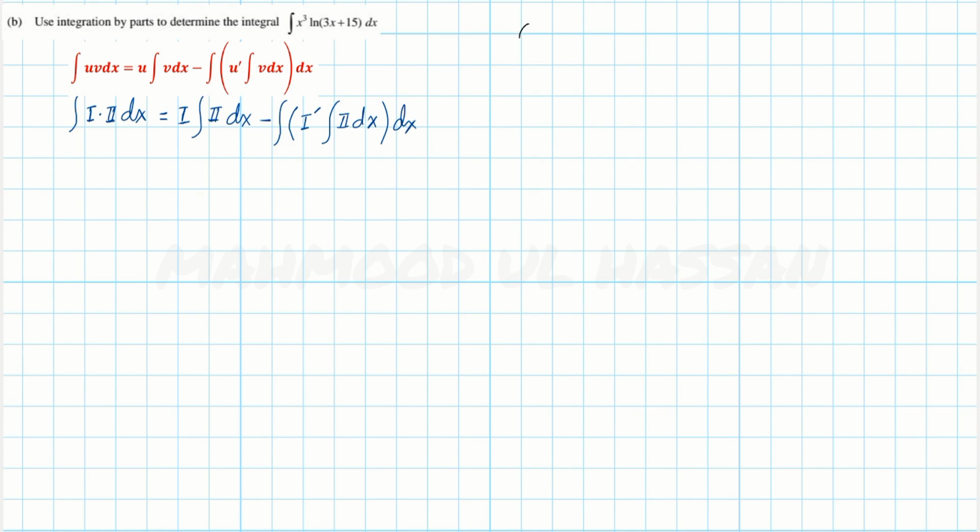So now, our integral is the integral of x cube natural log of 3x plus 15. The problem is which function would be our u and which would be our v function. Remember that this x cube is basically an algebraic function, and this function, the log of 3x plus 15, is our logarithmic function.